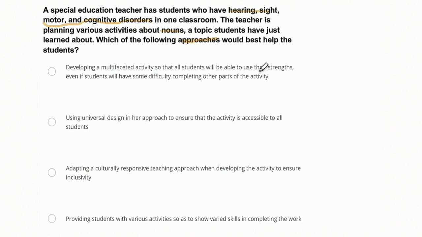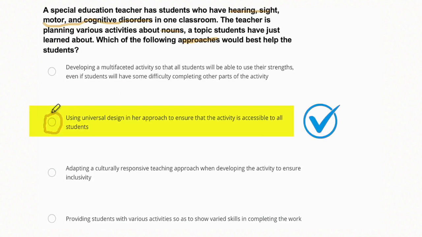So which one of these instructional approaches is essentially what we're being asked to do, would help students in that room, considering all of the various disorders they have, still learn the curriculum that they're expected to learn? When we're reviewing the answer choices, the best one is the second one, which is using universal design in her approach to ensure that the activity is accessible to all students. Now, why is this our best answer?